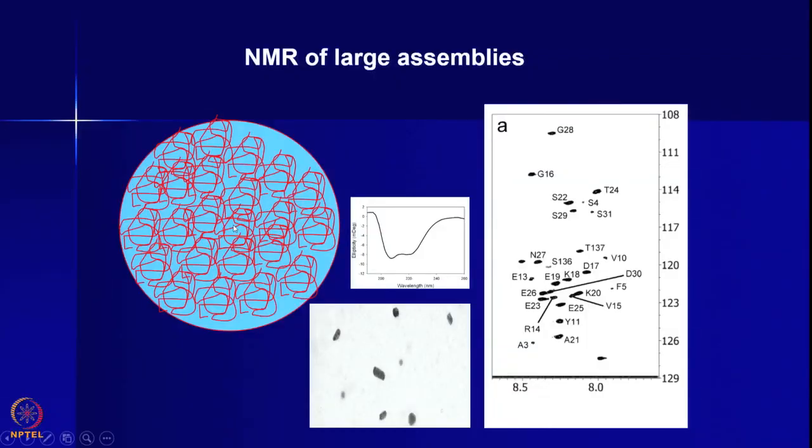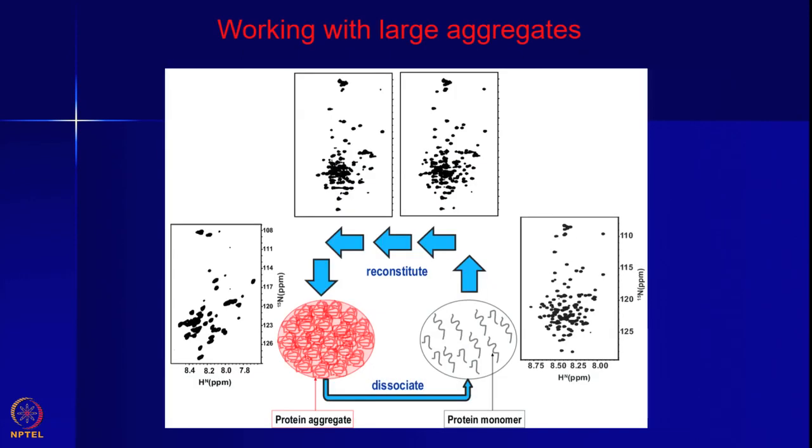Now, how do we understand this process? Our objective is to understand this assembly process here. So we have to use a particular strategy to identify this. I think I will take that up in the next class. We will stop here.